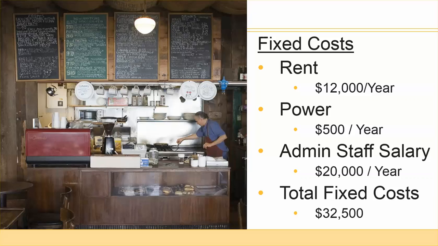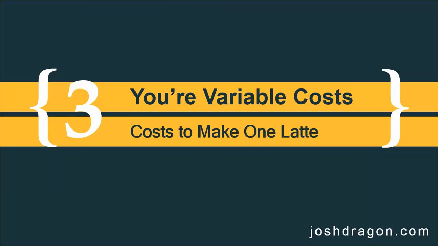So let's say we have one guy working in this coffee shop, and half his time is spent opening and closing the shop, putting the new prices on the boards, all those kind of administrative tasks that aren't directly attributable to making a cup of coffee. And let's assume that those are going to cost us about $20,000 per year. So that means our total fixed costs for this shop are going to be about $32,500.